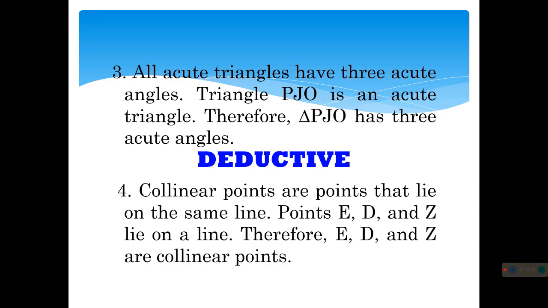Okay, number 4. Collinear points are points that lie on the same line. Points E, D, and Z lie on a line. Therefore, E, D, and Z are collinear points. So what should it be? That's correct. So we have here deductive. Because we have here the definition of collinear points, and then you have given the examples on the latter part. So that's why you have deductive reasoning here. Okay, any questions so far?